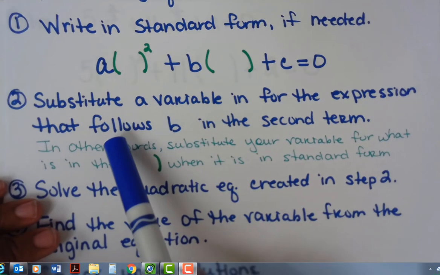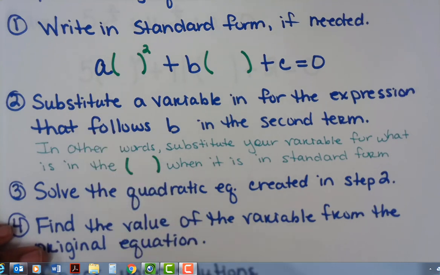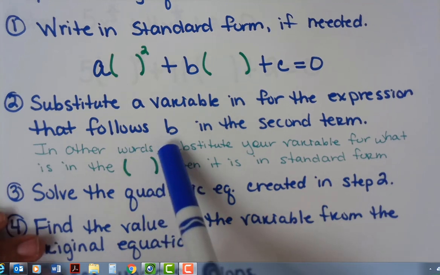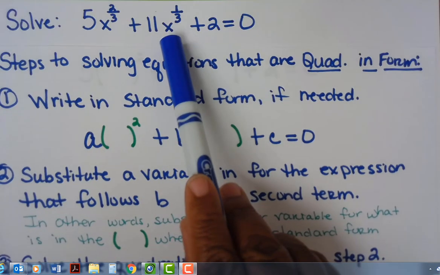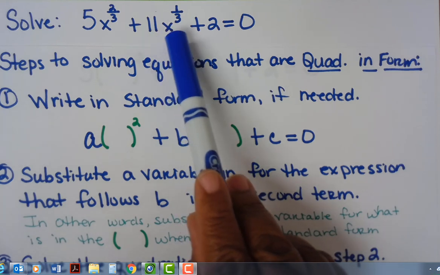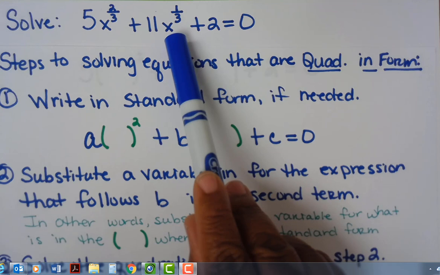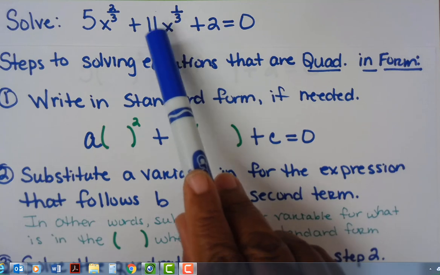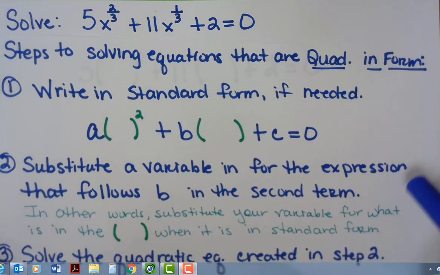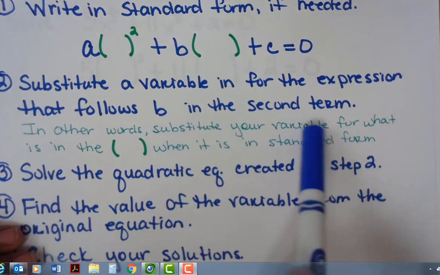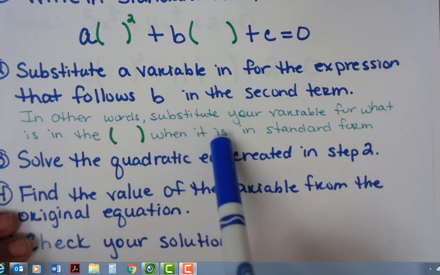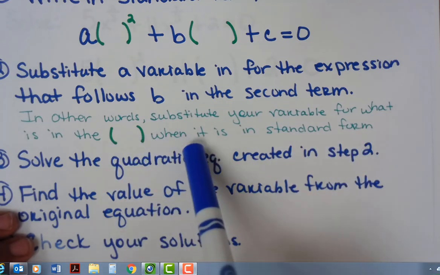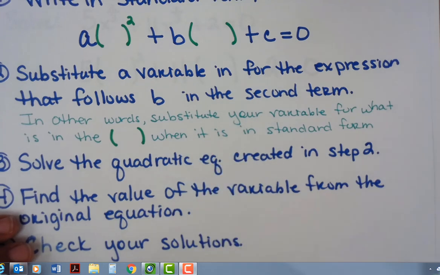So let's look at step 2, where it says substitute a variable in for the expression that follows b. Well, what follows b in the equation is this x^(1/3), because remember our quadratic format is ax squared plus bx plus c, b being the middle term. So we're looking at the expression that follows b in the second term. In other words, we're going to substitute the variable for what is in the parentheses when we have it written in standard form. So how are we going to do that?